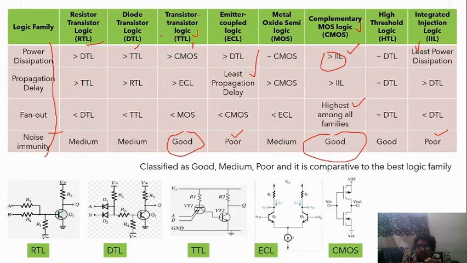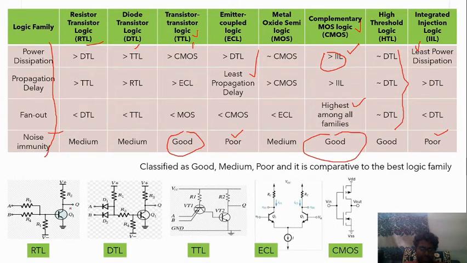And to control some of the important parameters with respect to noise immunity, HTL, high threshold logic, has come up from the DTL logic. So HTL is nothing but a modification of the DTL logic family. That's why, if you see here, most of the parameters are similar to the DTL logic.